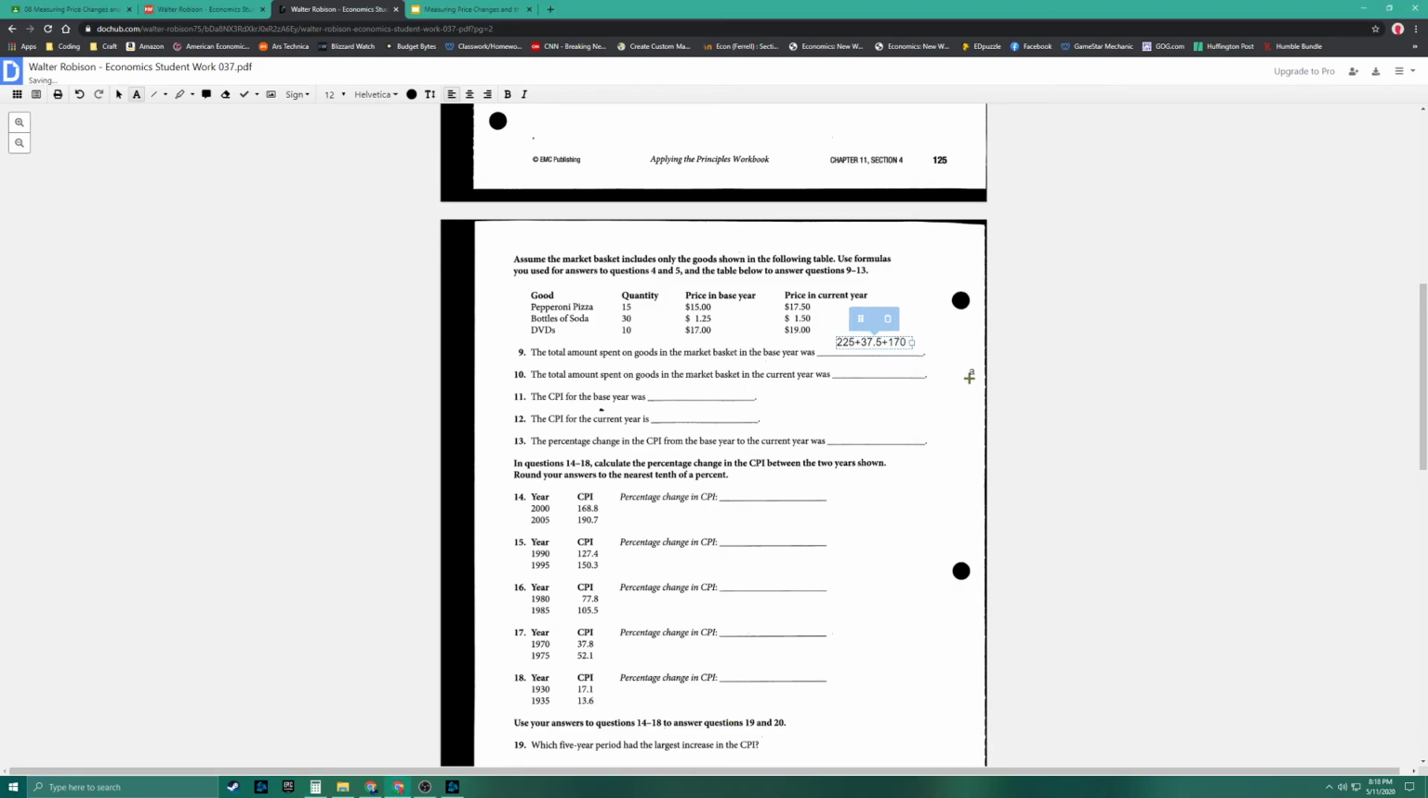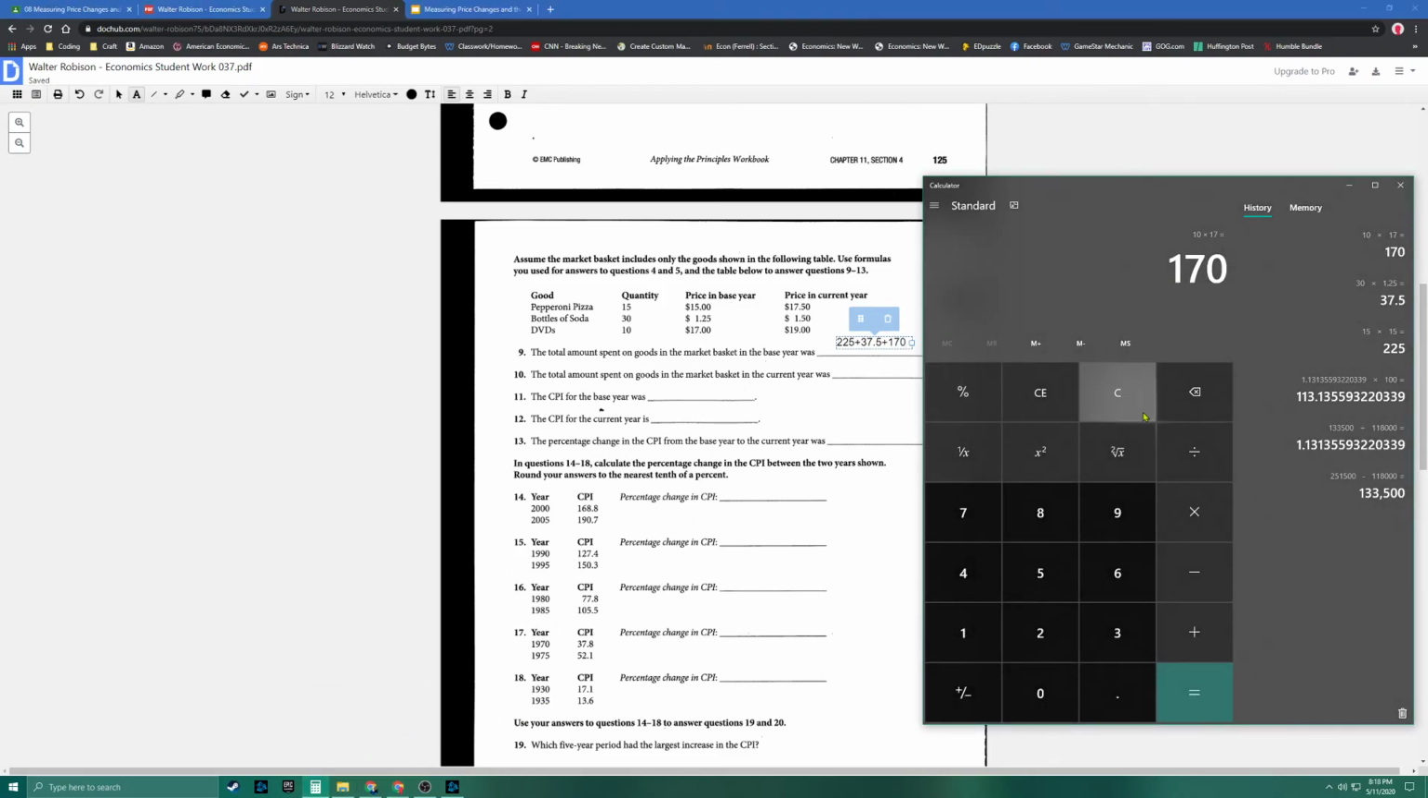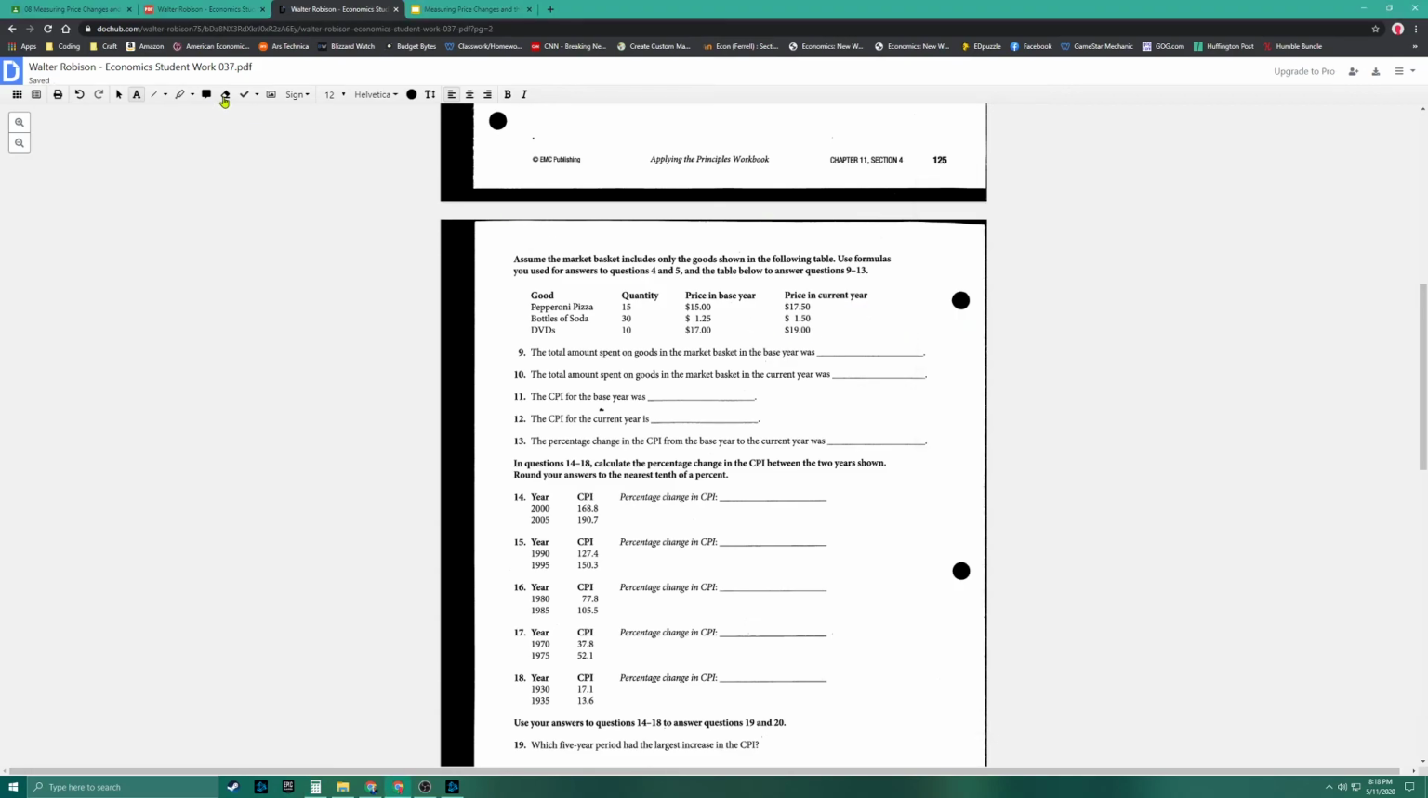Now I want the total. I don't want you guys to give me just the work like that. So make sure that you give me the sum. So that's 225 plus 37.50 plus 170. So that means that the total amount spent on goods in the market basket for that year was $432.50. So don't forget the dollar sign. $432.50.